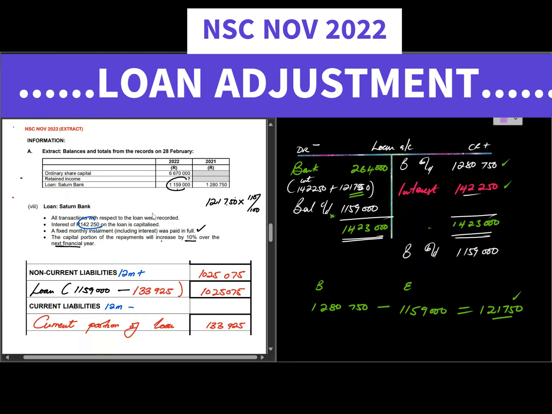This one was interesting in the aspect that the capital portion will increase by 10% over the next financial year. So the examiner can play around with this. Instead of increasing it, they can decrease it. If they decrease it, when you say 121,750, you are no longer saying multiply by 110. You are now saying multiply by 90 over 100 because it's going to decrease. I want to encourage you again, continue to get exposed to these different kinds of loan adjustments as they will help you.